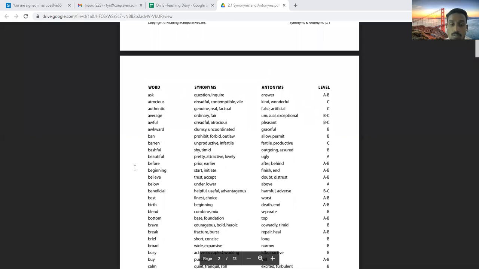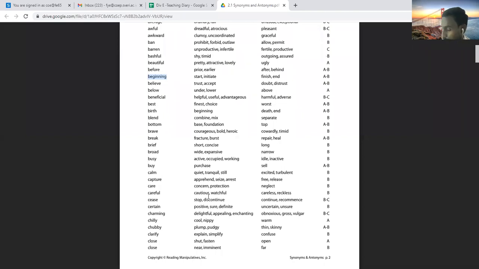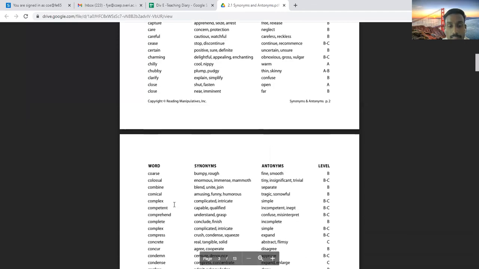For example, this word beginning is very simple for me, and I know the meaning of it. And when I read its synonyms start and initiate, that also I can understand. And its antonyms finish and end, these are also very simple for me. So there is no need to write down the word beginning. But now if you go to another word, you can take the example of competent. Okay, so read this word competent.